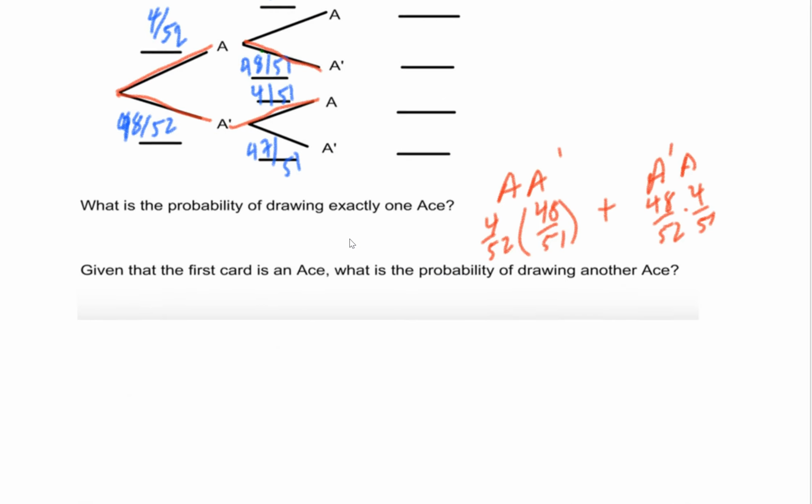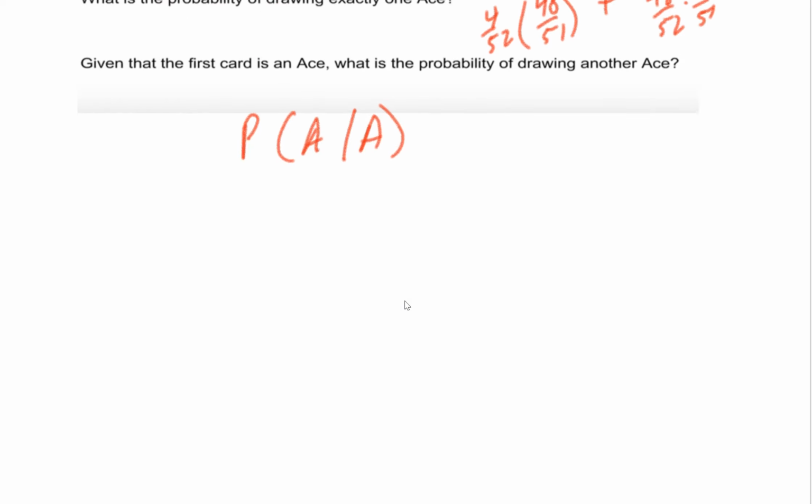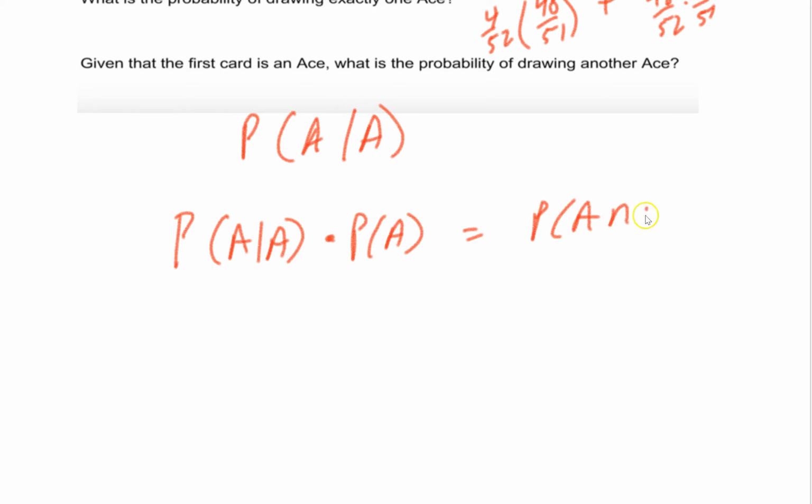Another one: given that the first card is an ace, what is the probability that another card is an ace? So what's the probability of getting an ace given the first card is an ace? I'm just going to use the formula. Our formula, again, it's on the formula sheet, is the probability of A given B times the probability of B equals the probability of A intersection B. And all we got to do is fill this out.